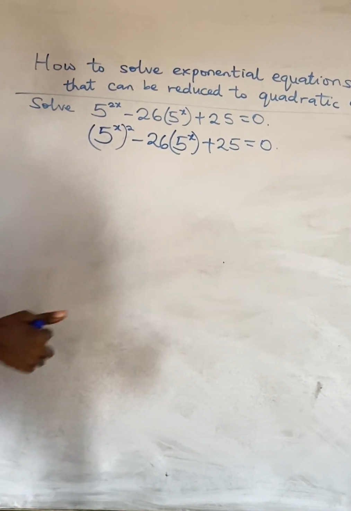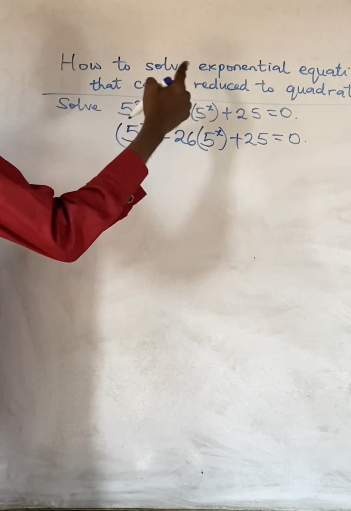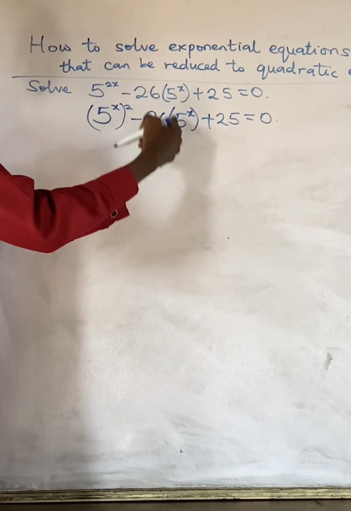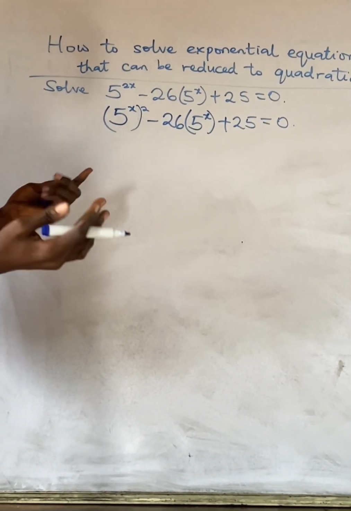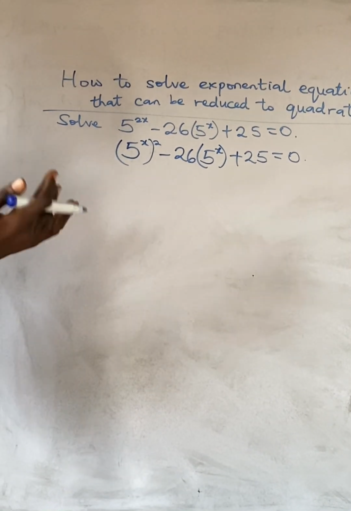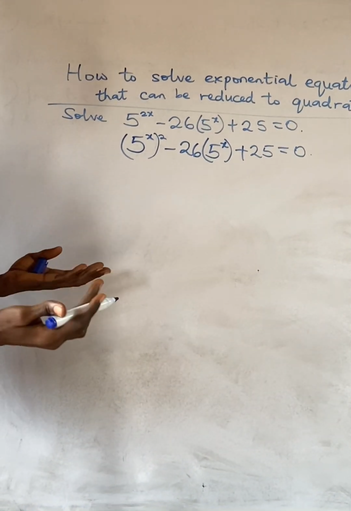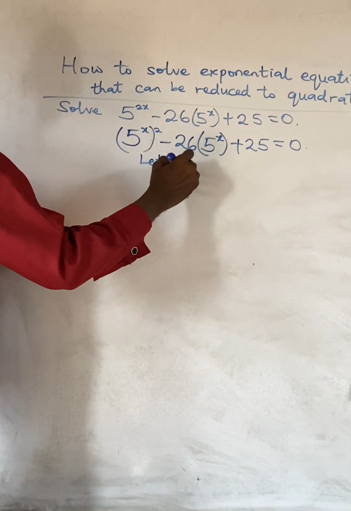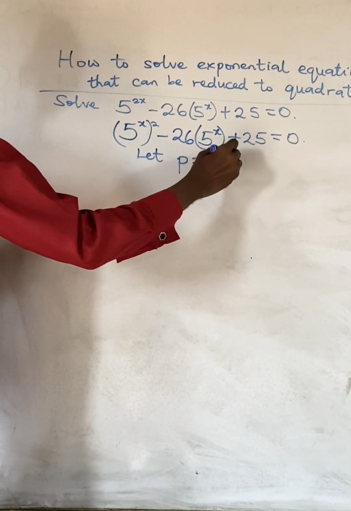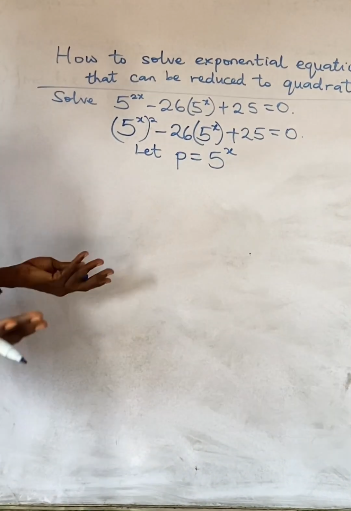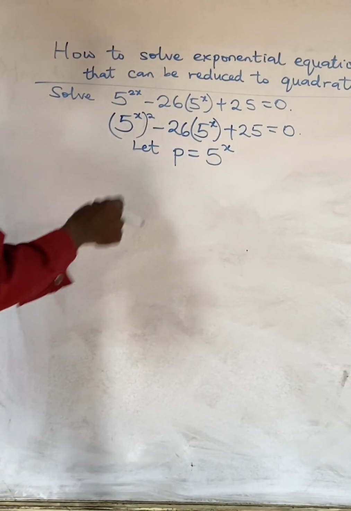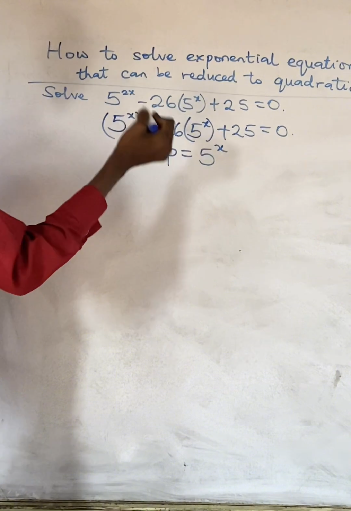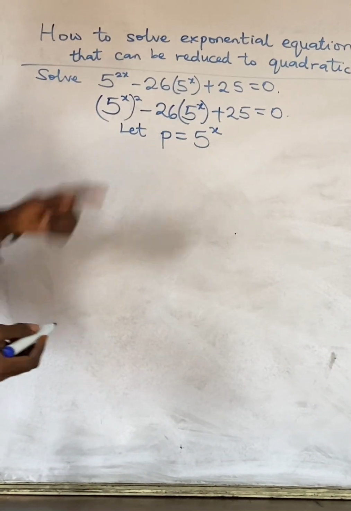Now, as you can see, we have 5 raised to power x here, 5 raised to power x here. Meaning, we can replace 5 raised to power x with an alphabet in order for us to solve this question conveniently. Now, just say let p be equal to 5 raised to power x. You could use any other alphabet, okay? So, wherever you see 5 raised to power x, replace it with p.